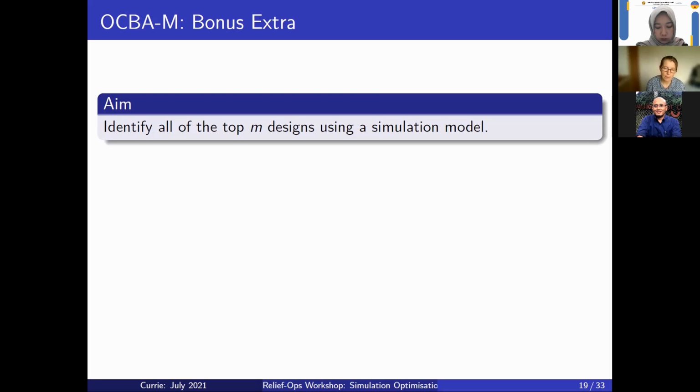OCBAM, and there are equivalents with indifference zone procedures as well, will aim to identify all of the top M designs using a simulation model. This is called subset selection rather than the straight ranking and selection.